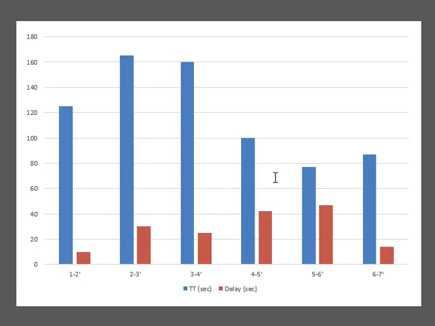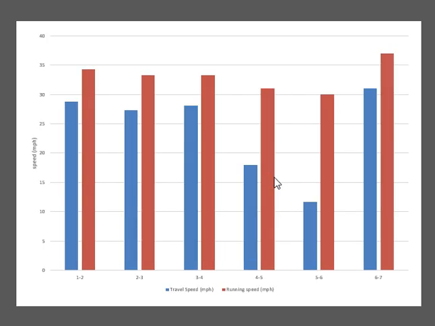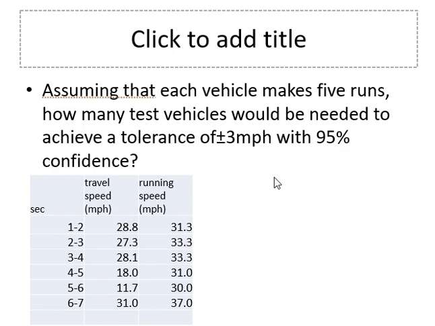For travel speed, you will use travel time. For running speed, you will use running time. The values are calculated in the same manner that I showed you. Clear or not? Any problem? Any question? Why are you angry?